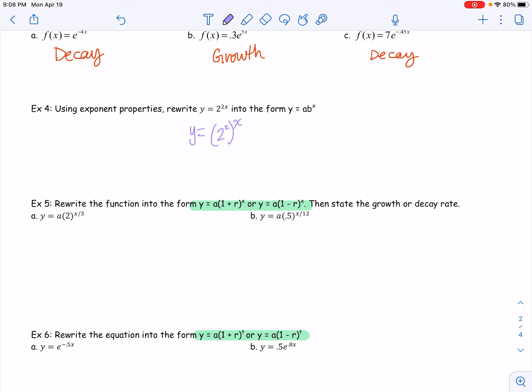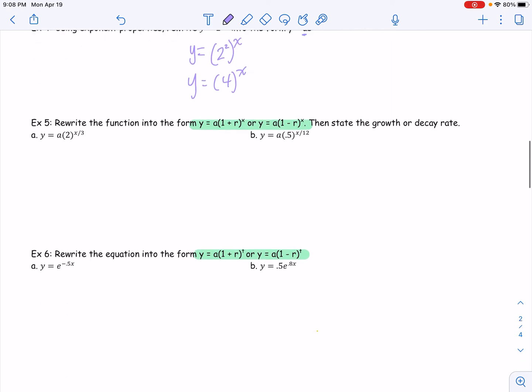But now we can simplify because I know 2 squared is just 4. And so now I see that my base is 4, and it's being raised to the x power. My a value now is just a 1. It's understood there. So 2 to the 2x power is actually the same thing as 4 to the x power.